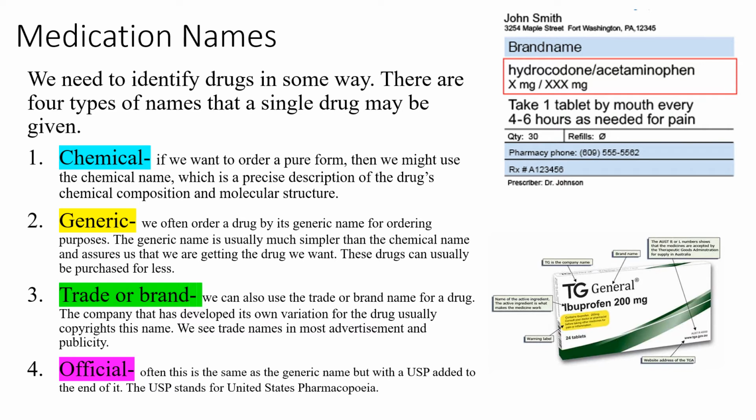Generic. We often order a drug by its generic name for ordering purposes. The generic name is usually much simpler than the chemical name and assures us that we are getting the drug we want. These drugs can usually be purchased for less. Trade or brand. We can also use the trade or brand name for the drug. The company that has developed its own variation of the drug usually has copyrights to this name. We see trade names in most advertisement and publicity.